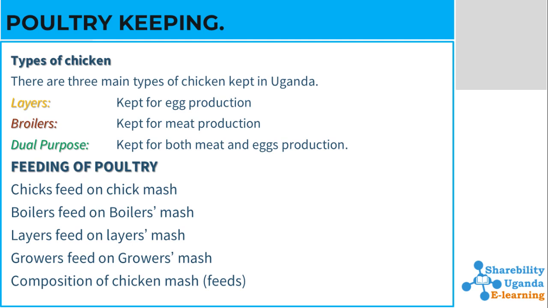Feeding of poultry, how our birds are fed. Chicks are fed on chick mash, whereas broilers are fed on broilers mash, and layers are fed on layers mash. Growers are fed on growers mash.